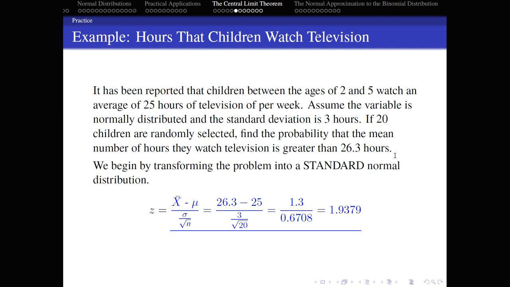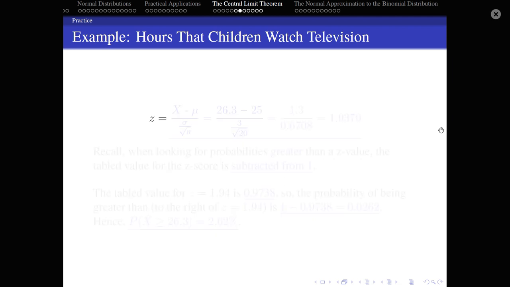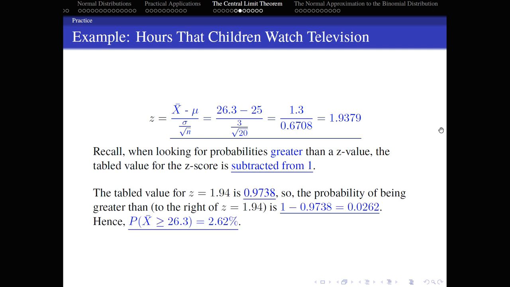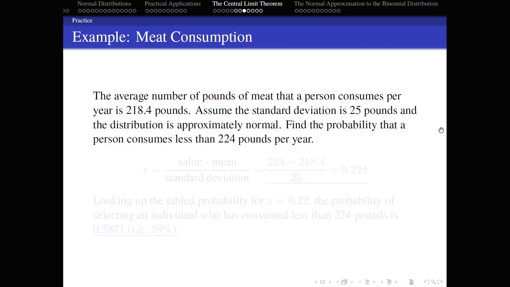For these samples, if 20 children are randomly selected, the probability that the mean number of hours is greater than 26.3 hours is about 2.6%. So there's only a 2% chance that their mean is going to be bigger than 26 hours. All right, go on and pause and give this one a shot on your own.